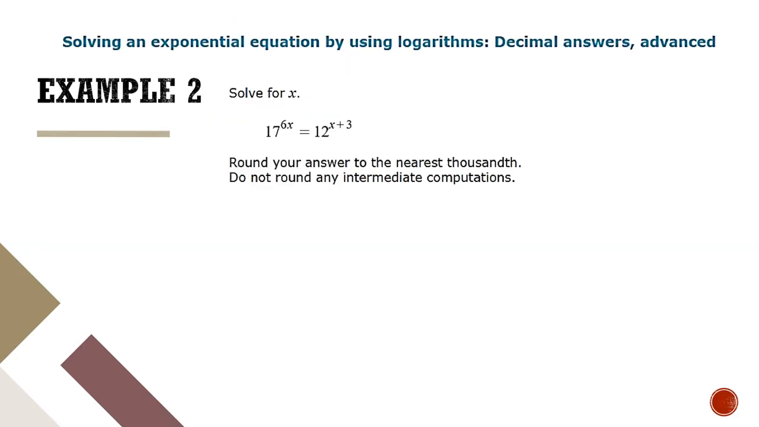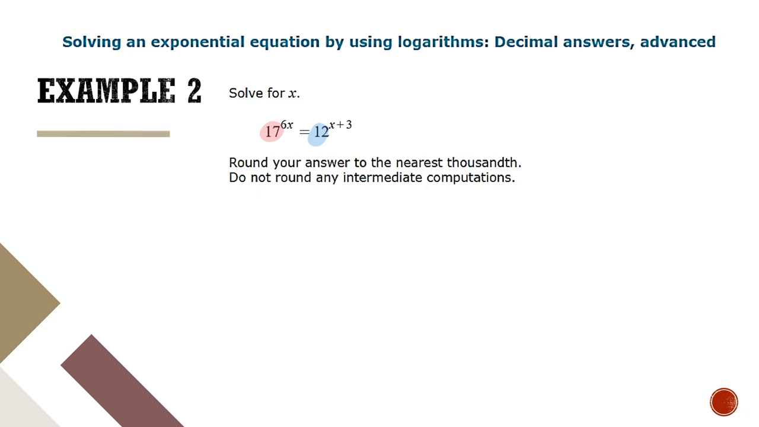So another example of this is where we have a little bit more difficult thing to do. We have, again, different bases on both sides. That's a 17. This is a 12. There's no way to get them the same. So we're going to apply the logarithm or the natural log to both sides.